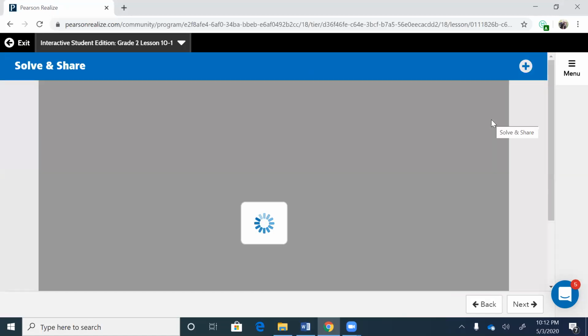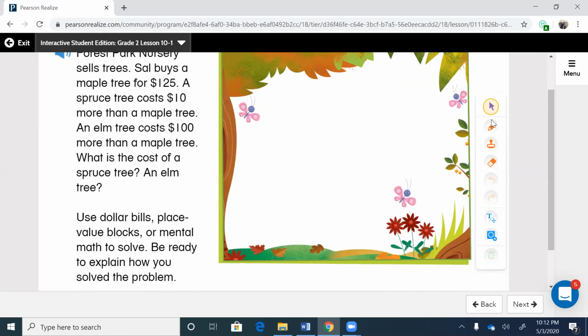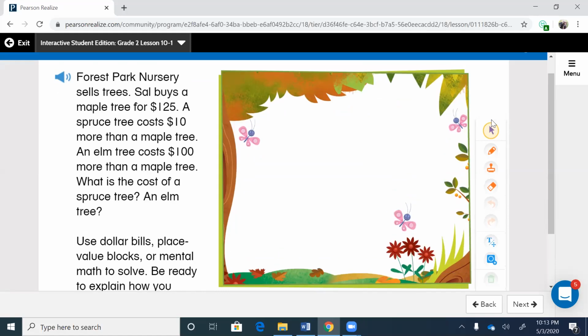Solve and share. Forest Park Nursery sells trees. Sale buys a maple tree for $125. A spruce tree costs $10 more than a maple tree. An elm tree costs $100 more than a maple tree. What is the cost of a spruce tree and elm tree? Use dollar bills, place value blocks, or mental math to solve. Be ready to explain how you solve the problem.